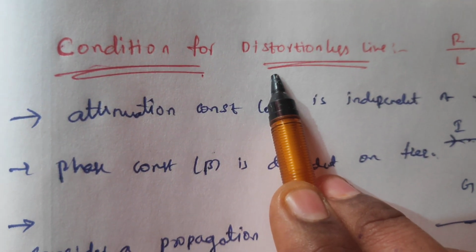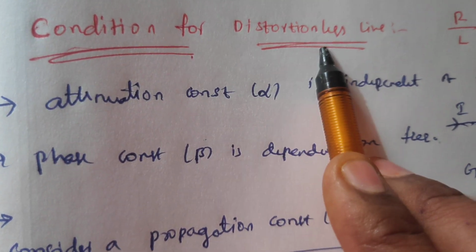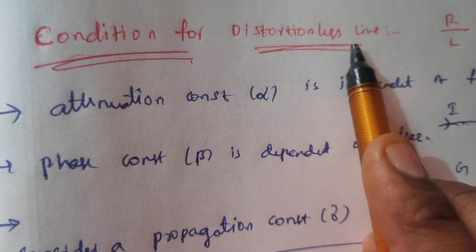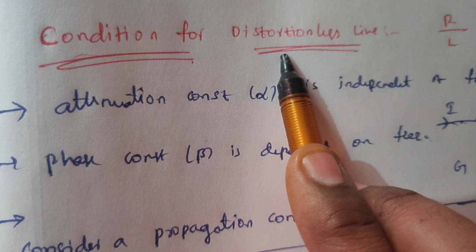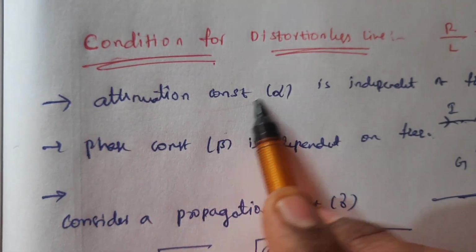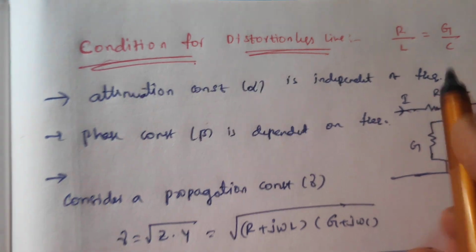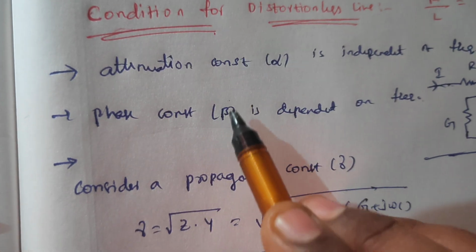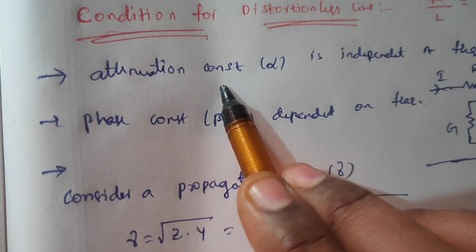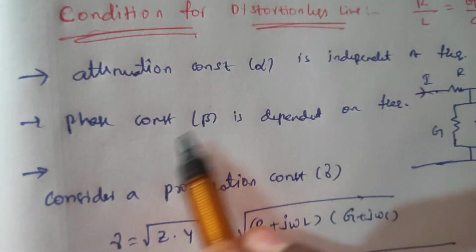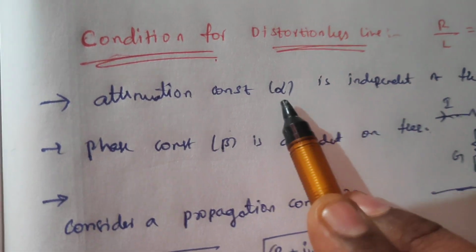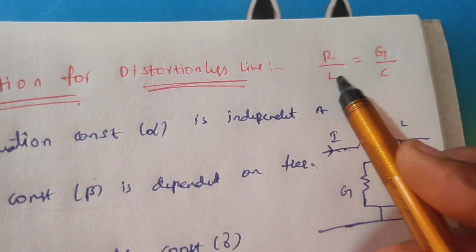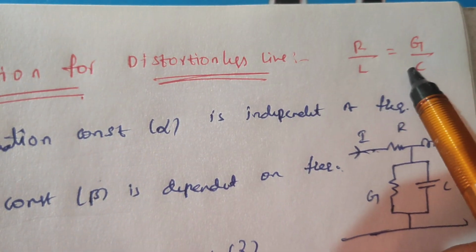So here, to make the transmission line a distortionless line, we have to consider two distortions: frequency distortion and phase distortion. In frequency distortion, we have to make the attenuation constant independent of frequency, and in phase distortion, the phase constant is dependent upon the frequency. If the attenuation constant is independent of frequency and the phase constant is dependent upon frequency, then we can say that the line is a distortionless line. Here we have to consider one more condition: R by L is equal to G by C.